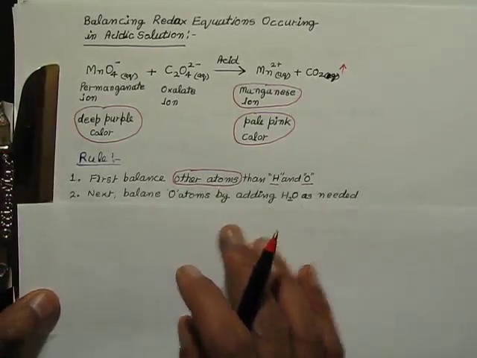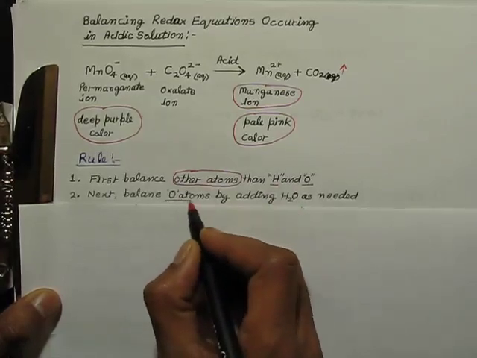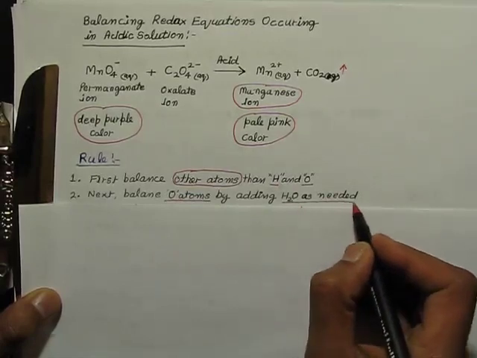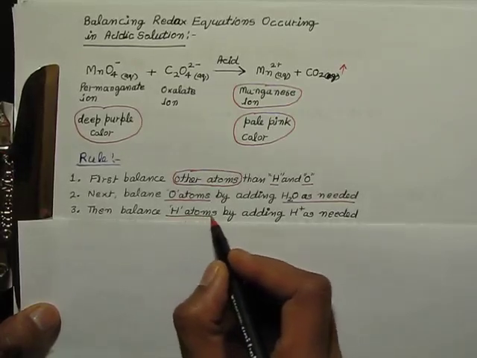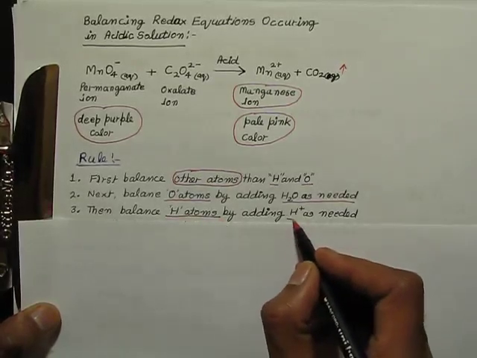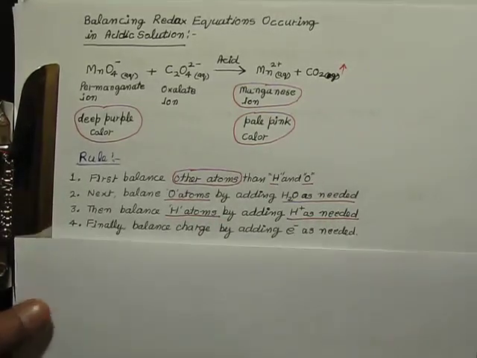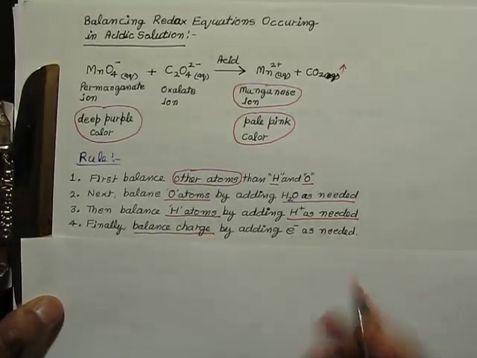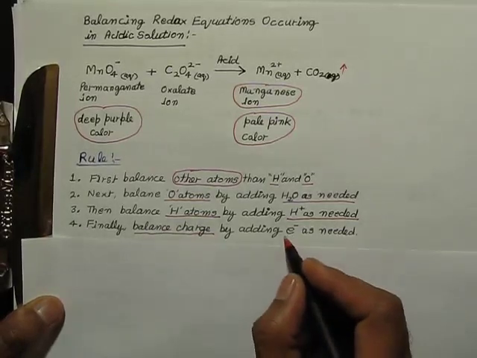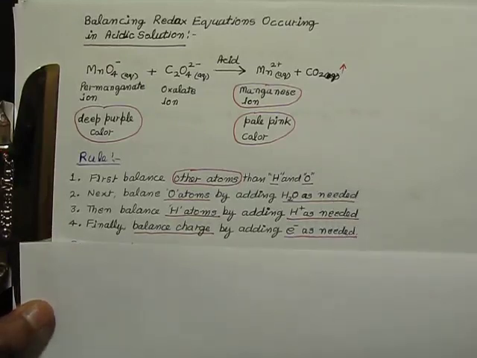Second step is we have to balance oxygen atoms by adding water molecules as needed. And third step is we have to balance hydrogen atoms by adding hydrogen ions as needed. And the fourth step is finally we have to balance the charge, the number of electrons on both sides, by adding electrons as needed on both sides. So we have to follow these rules to balance this type of reaction.